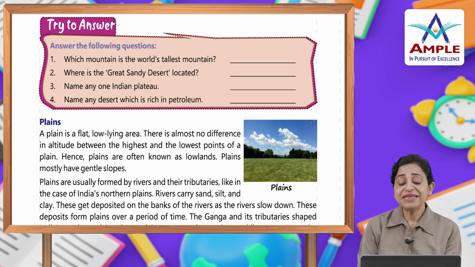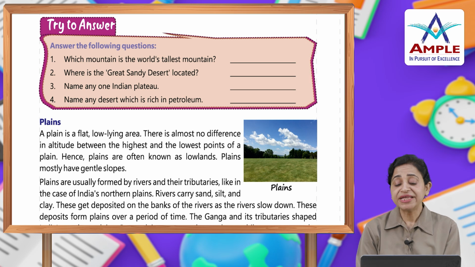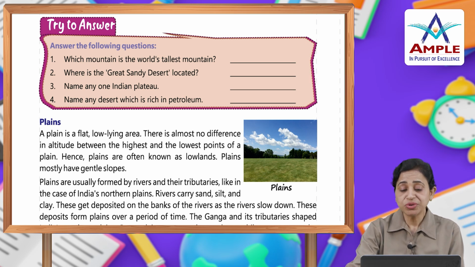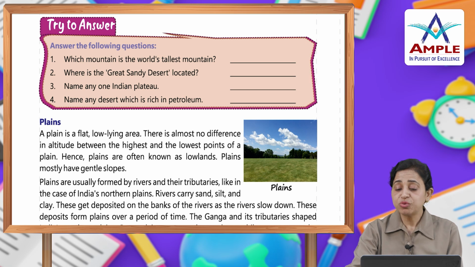Plains. A plain is a flat, low-lying area. There is almost no difference in altitude between the highest and the lowest points of a plain. Hence, plains are often known as lowlands. Plains mostly have gentle slopes. Plains are usually formed by rivers and their tributaries.